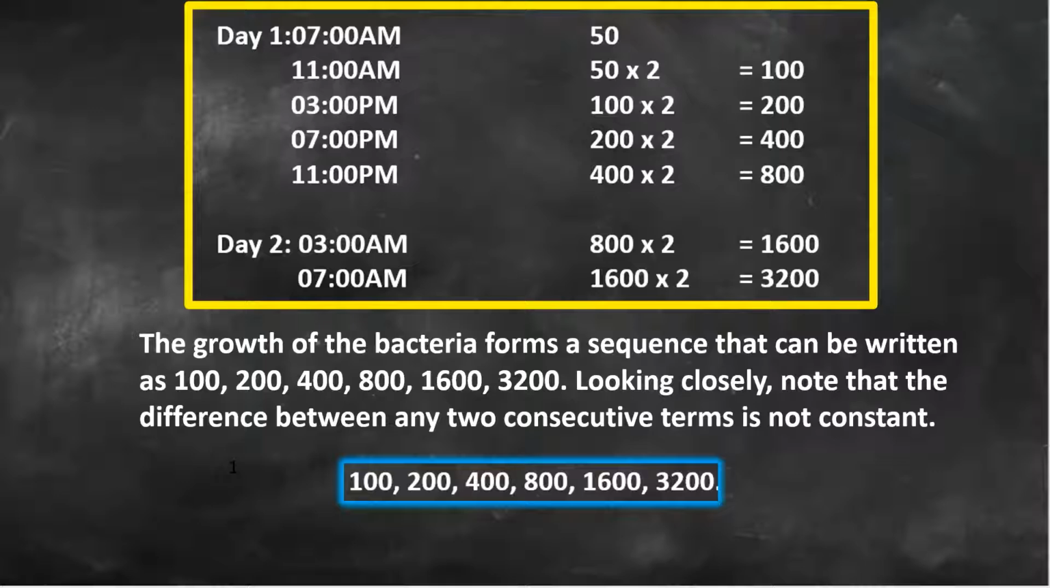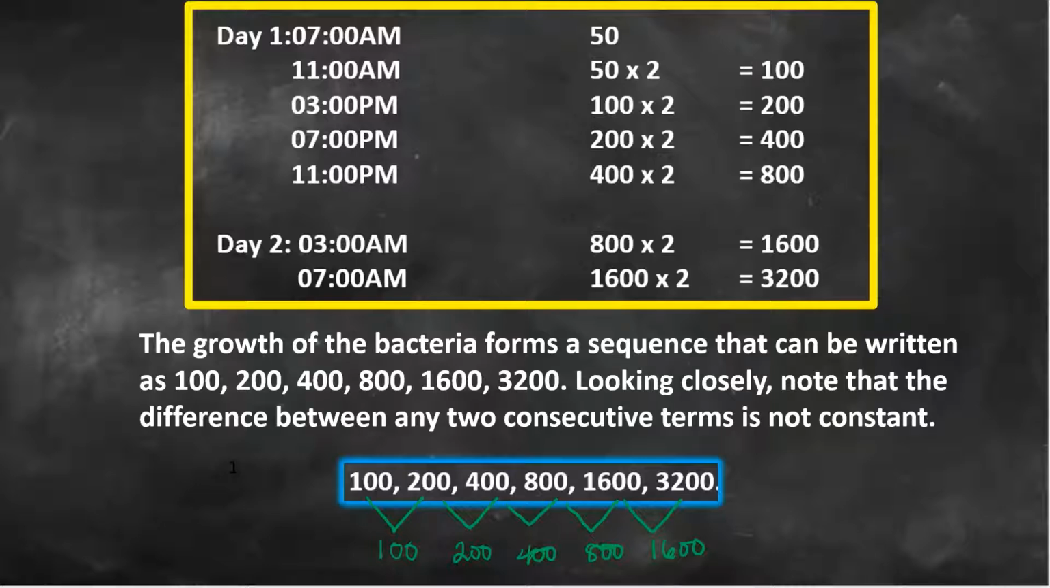the difference between any two consecutive terms is not constant. So look: 100 to 200, the difference is 100. And from 200 to 400, the difference is 200. And from 400 to 800, the difference is 400. And from 800 to 1,600, it becomes 800. And finally, from 1,600 to 3,200, the difference is 1,600.